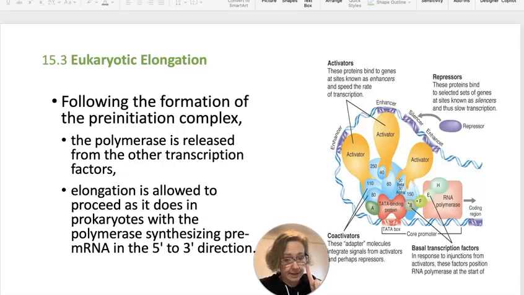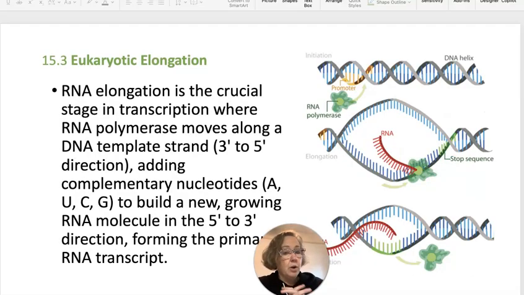RNA is single-stranded. So you only need one copy. So that's why we're not making Okazaki fragments. Yes? Okay. Elongation is the crucial stage where RNA polymerase moves along the DNA strand from 3' to 5', and it makes the complementary strand 5' to 3'.